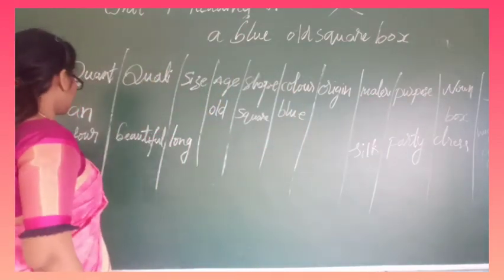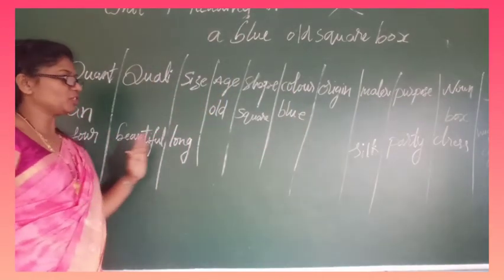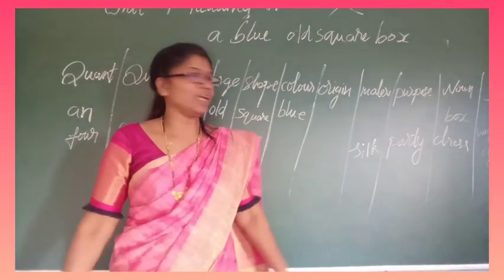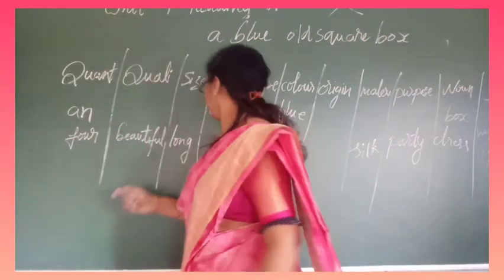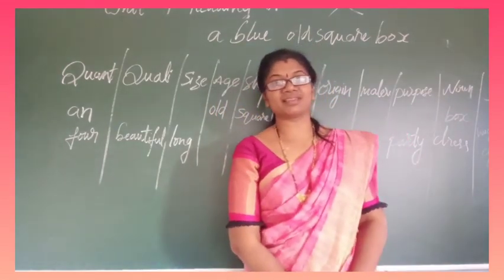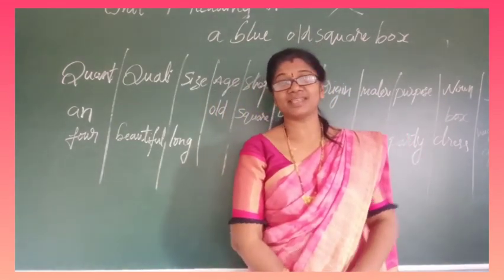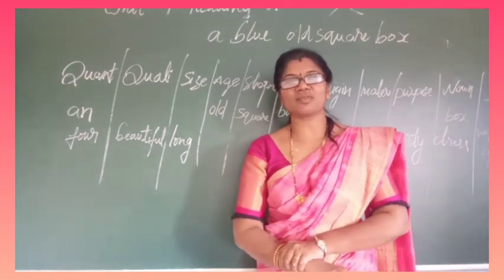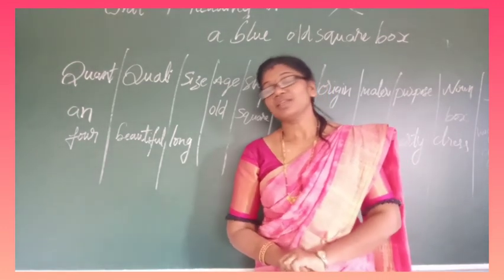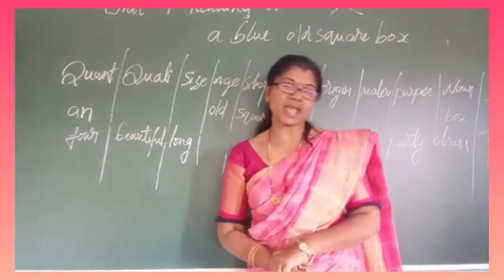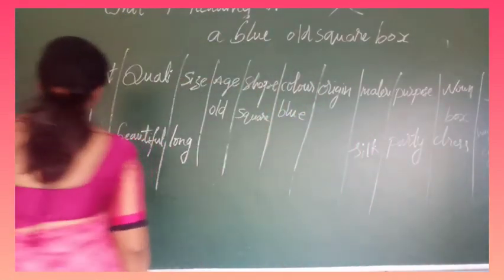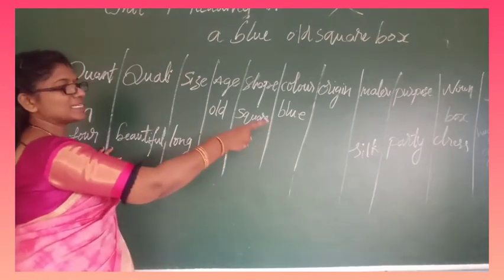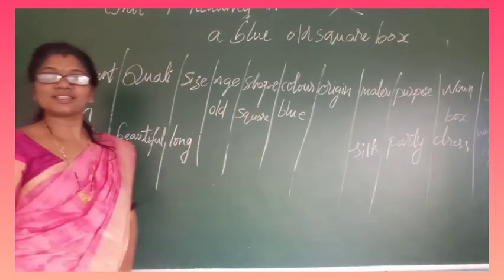Now let us go with this: I bought four beautiful long silk party dresses. You cannot say, "I bought party silk long beautiful four dresses." Can you? It's awkward and doesn't sound good. So you should use it this way: I bought four beautiful long silk party dresses. This is the way to answer.